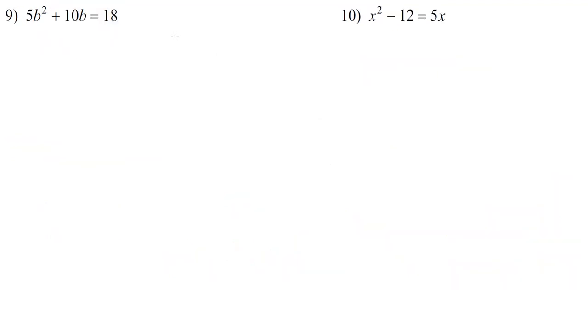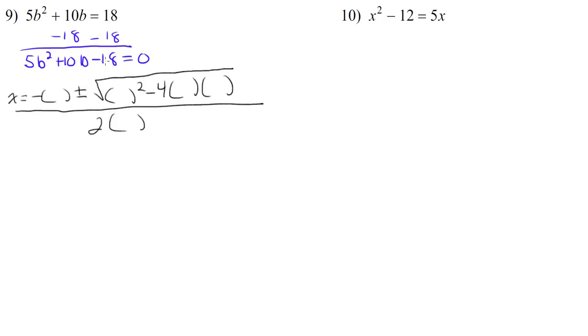So for number 9, in order to put it in standard form, we need to move this 18, or subtract 18 from both sides. We get 5b squared plus 10b minus 18 equals 0. So we plug in our values. Our b value is 10, our a value is 5, and our c value is negative 18.